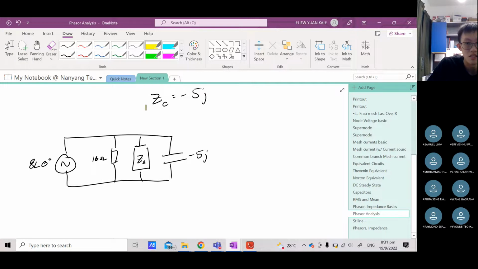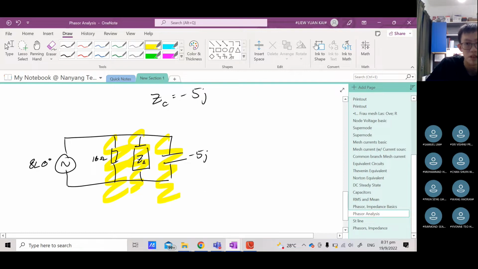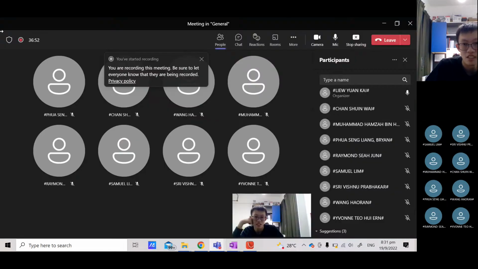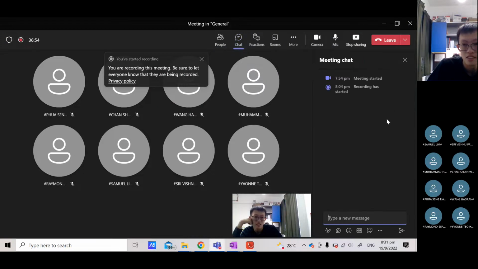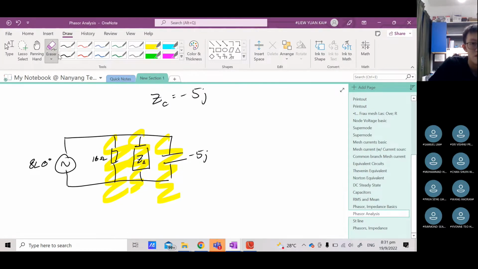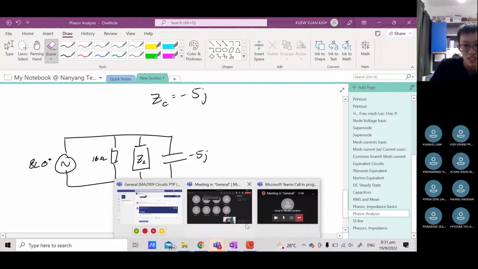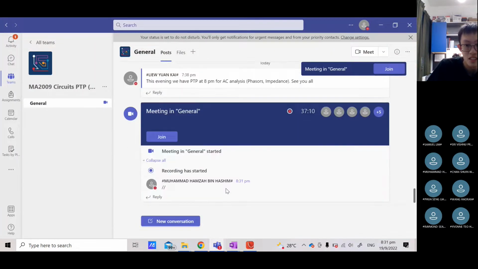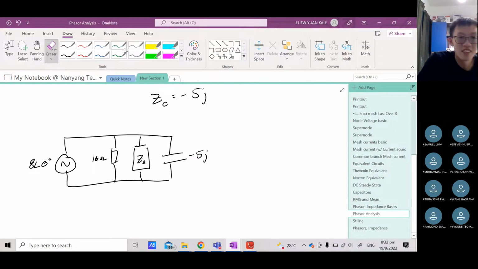So let me ask you all this. These three devices, what's their arrangement? Series or parallel? Let's check the chat. Vishnu, Samuel, Ain, Raymond, what's the arrangement of the three devices? Okay, we got a message. It is parallel. Hamza has a very unique way of showing it. Yes, they're parallel, because they're all connected to the same node.